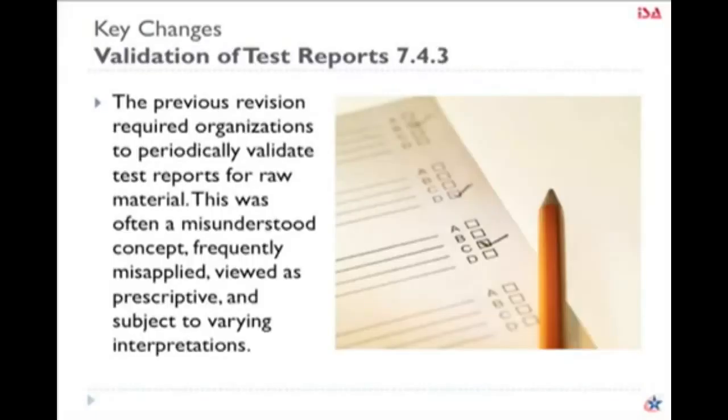The previous revision required organizations to periodically validate test reports for raw material. This was often a misunderstood concept, frequently misapplied, viewed as prescriptive, and subject to varying interpretations. The rationale going forward will be if an organization is making critical items in which the material, chemical, and physical requirements are important, it should be verifying test reports as part of its risk management process.